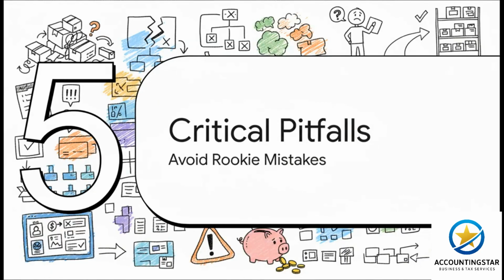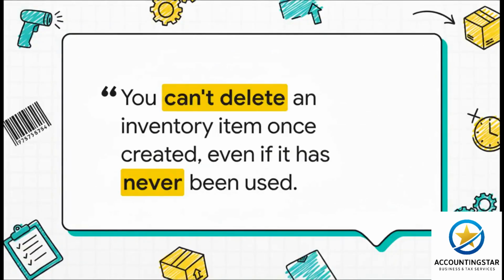All right, we have covered all the how-tos, but now we need to talk about the how-not-tos. These are the common mistakes that can cause major issues in your books if you're not careful. So please pay close attention to this section. First up, and this one surprises pretty much everyone, once you create an inventory item, it's in your system for good. You can make it inactive, sure, but you can never truly delete it. So you really want to double-check your work before you click that Save button.